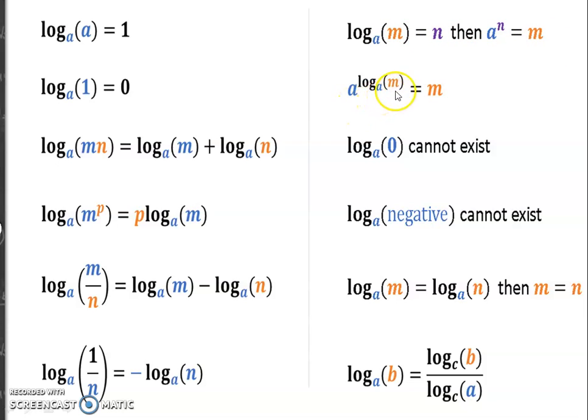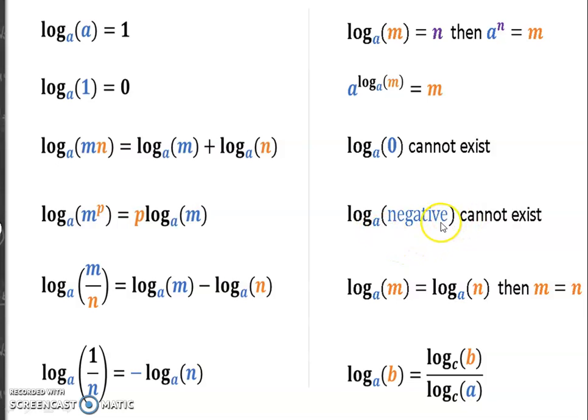A raised to log m to the base a, that is a raised to log of m to the base a, is equal to m. If any number has a log with the same base, then the log gets cancelled and the number remains the same. Log of 0 to the base a cannot exist. It is a universal problem.